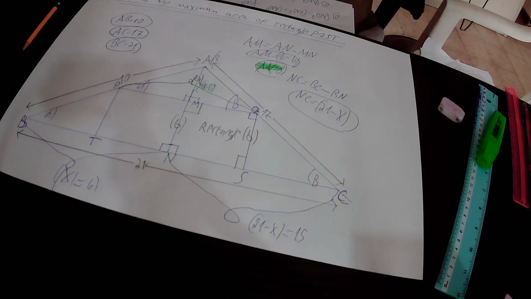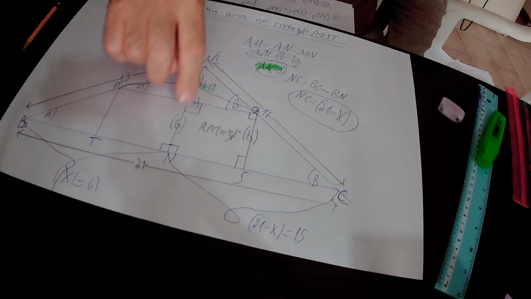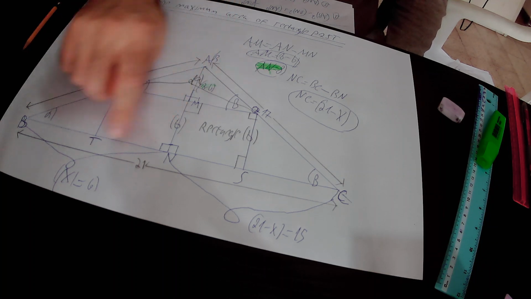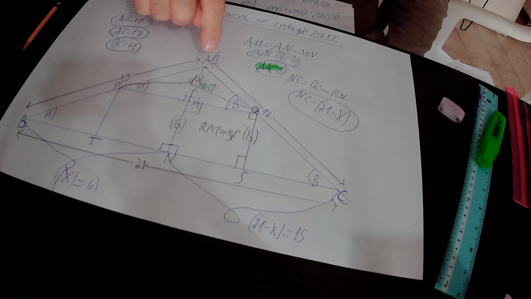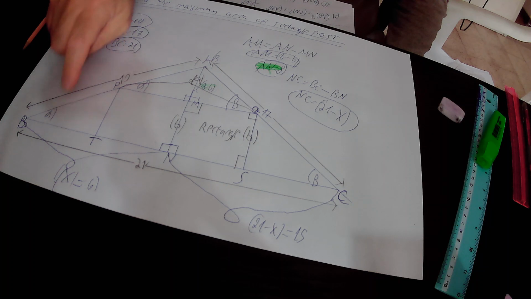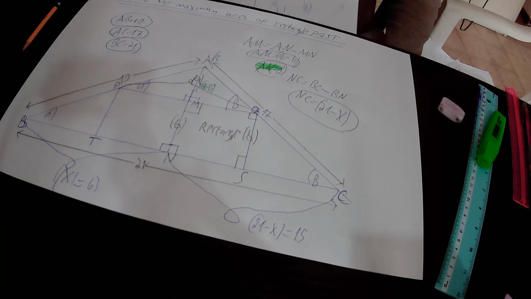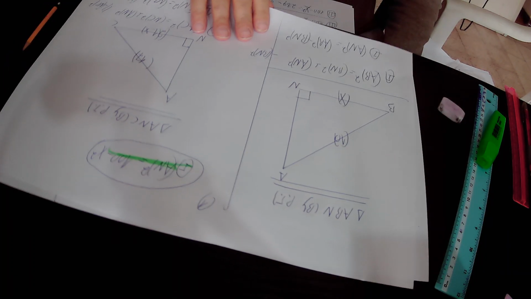In the next step, I copied this right triangle ABN in a new page and implemented the Pythagorean theorem in this right triangle, triangle ABN. Actually, this is the right triangle, triangle ABN.